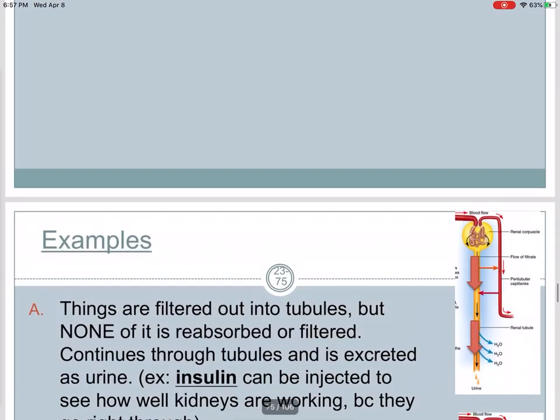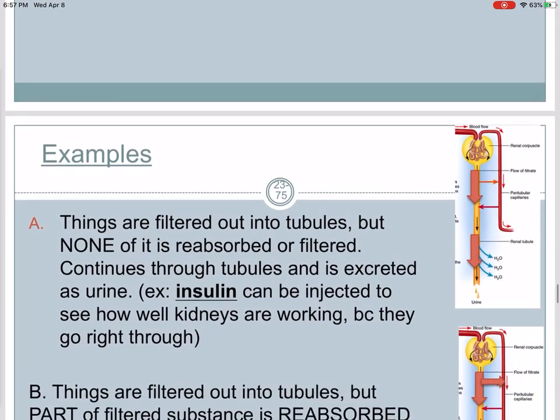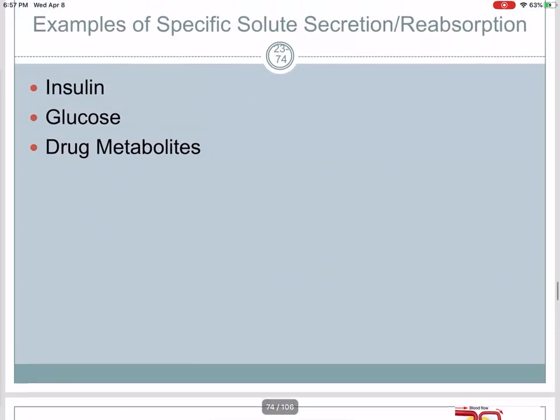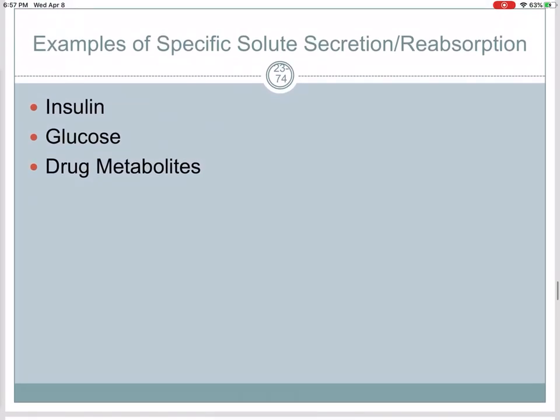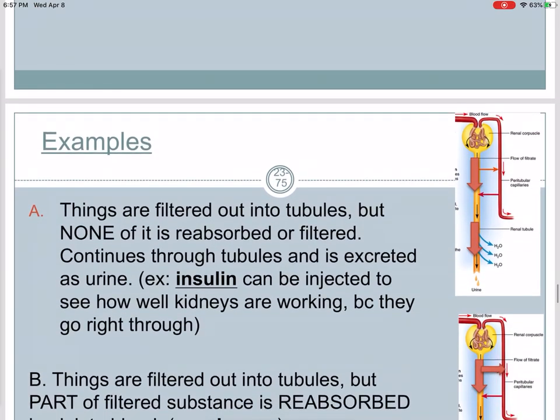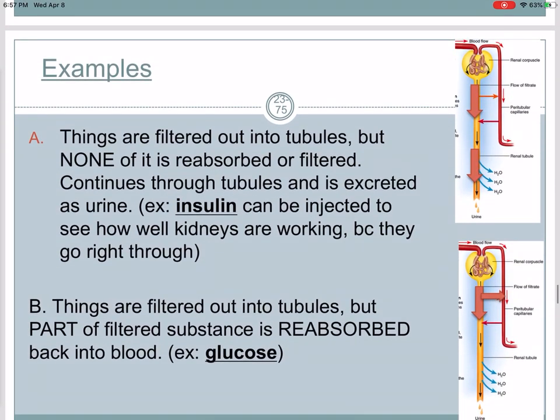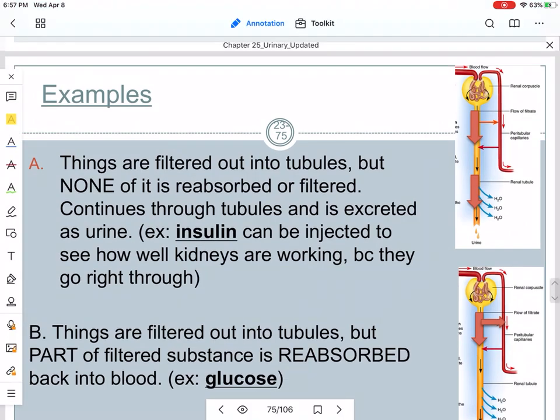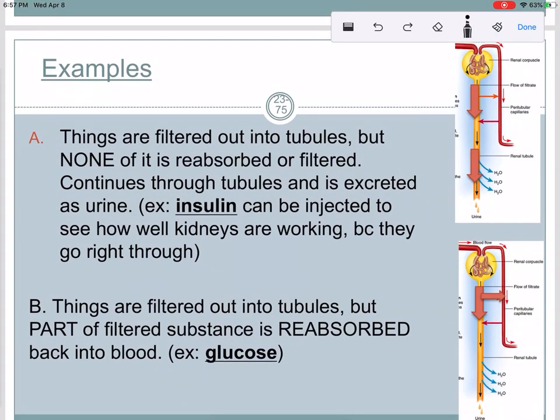Okay. Last thing I want to do for this part is I just want to give you some examples of how different products make their way through the kidneys. I'm not going to ask you this on the exam, so if you want to, you can just fast forward. But I think it is really interesting because it helps us understand the steps.